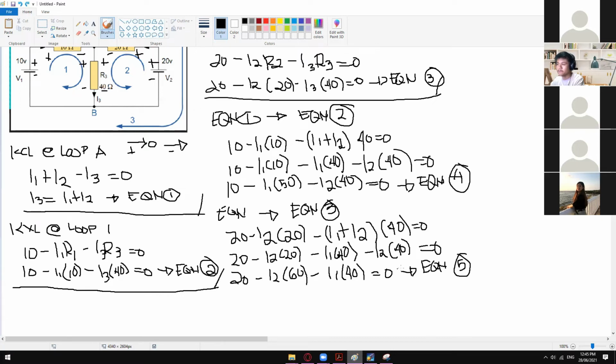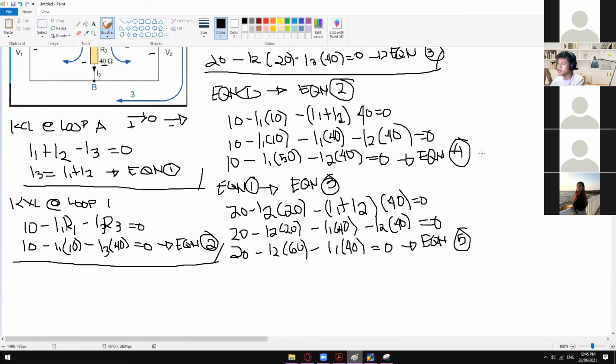The same with the equation number 5. So I just simply get the equation number 1, and then replace the I3 with I1 plus I2. Okay, and then you will get this one as your new equation. So you could say that this is your equation number 5. So from here, we can now actually use this equation number 4 and 5 to eliminate one of the variables.